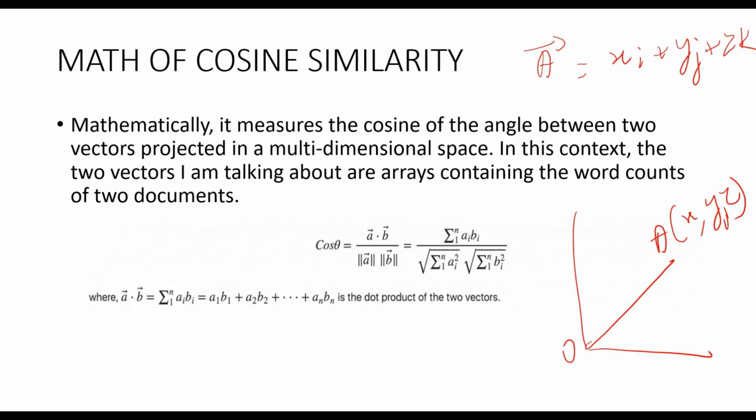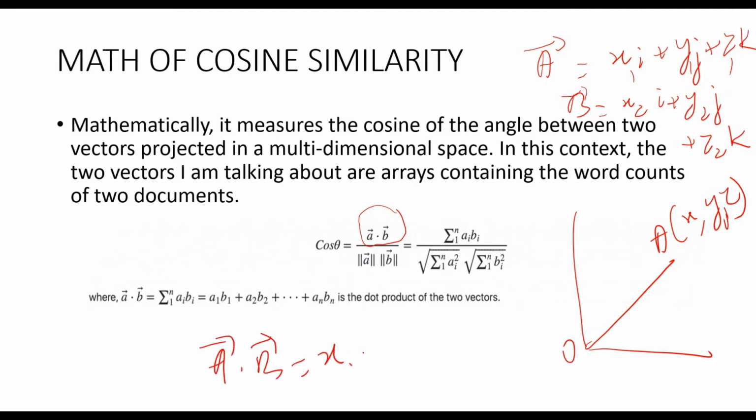Then A dot B: if vector A is x1 i plus y1 j plus z1 k, and vector B is equal to x2 i plus y2 j plus z2 k, then a dot b is equal to x1 x2 plus, that is the product, y1 y2 plus z1 z2. This is the formula for dot product.